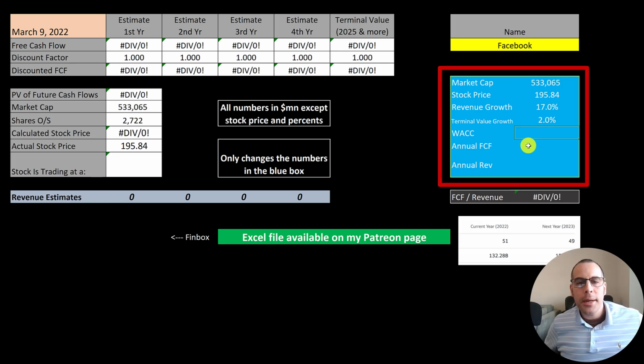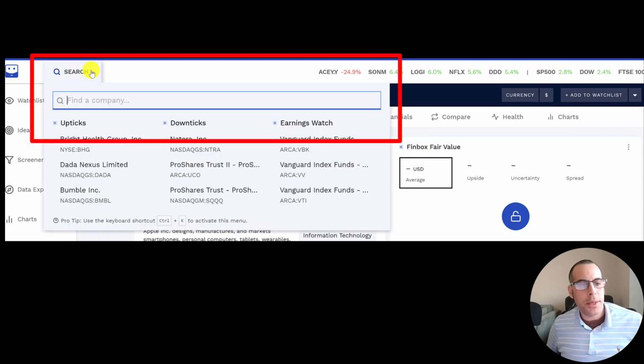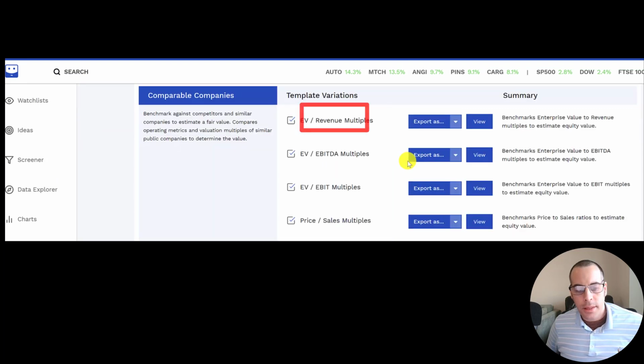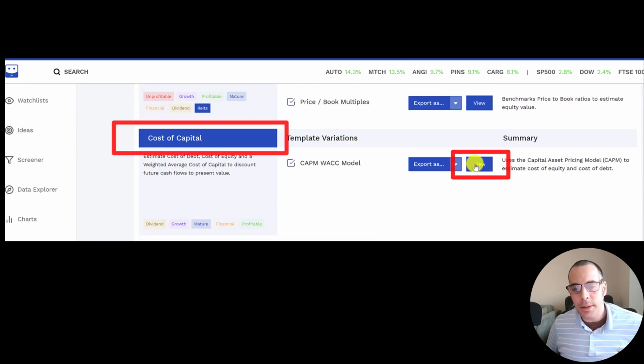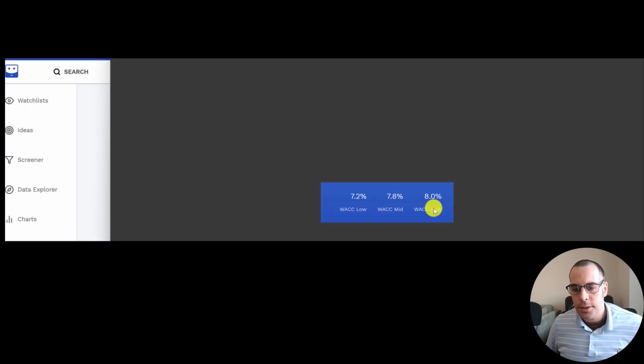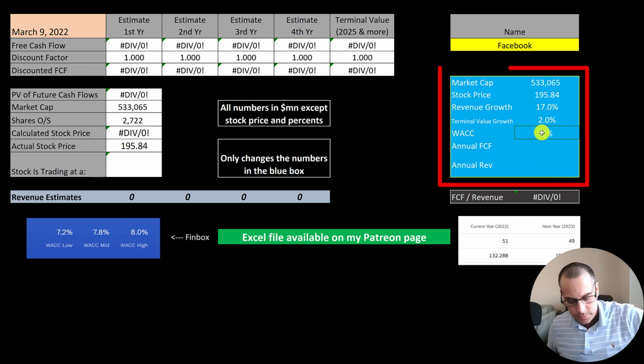To get the WACC, you can use Finbox. So go to finbox.com, go into the search field, type in FB, then click on models, then scroll down to cost of capital, hit the view button, and then you can copy this box into your file. The WACC is the discount rate. The higher the WACC, the lower your result will be. The lower the WACC, the higher your result will be. So let's use an 8% to be conservative.